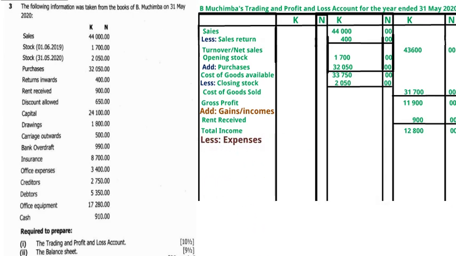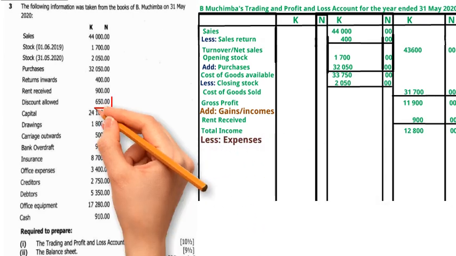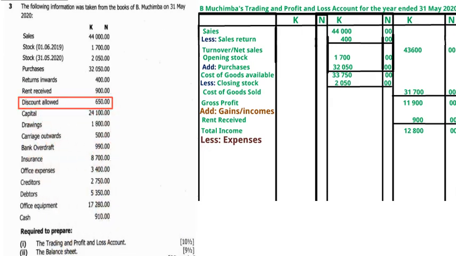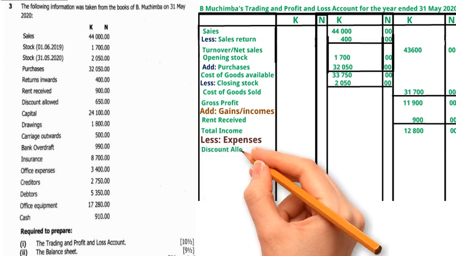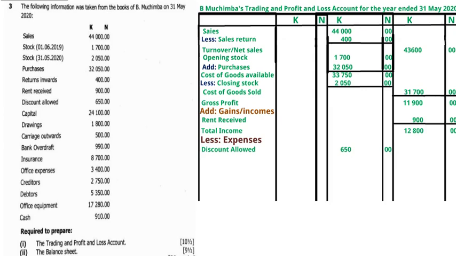So let's say less expenses. And the first expense is discount allowed. So somebody was buying items, then was given a discount. So that means Mr. Muchimba was losing out money. So discount allowed, that is an expense. So we're going to say 650, which is discount allowed, which is 650 kwacha.